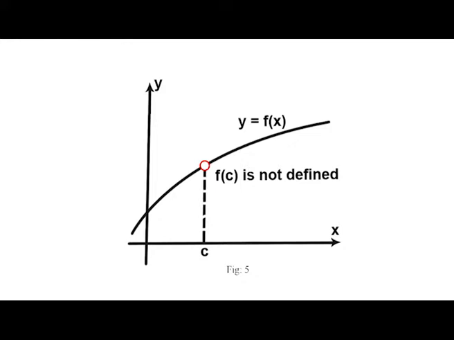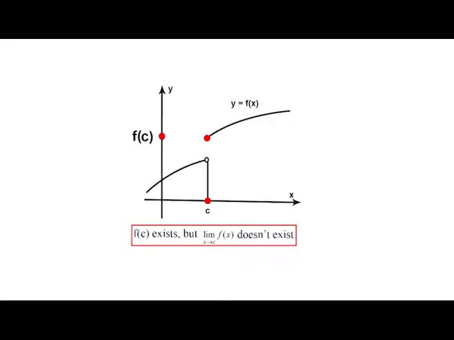In figure 5, the function is not defined at c, violating the first condition in the definition of continuity at c. In figure 6, the one-sided limits of f(x) as x approaches c both exist but are not equal, and hence limit of f(x) as x approaches c does not exist, which violates the second condition in the definition of continuity at c. We call a function like that in figure 6 a jump discontinuity at c.